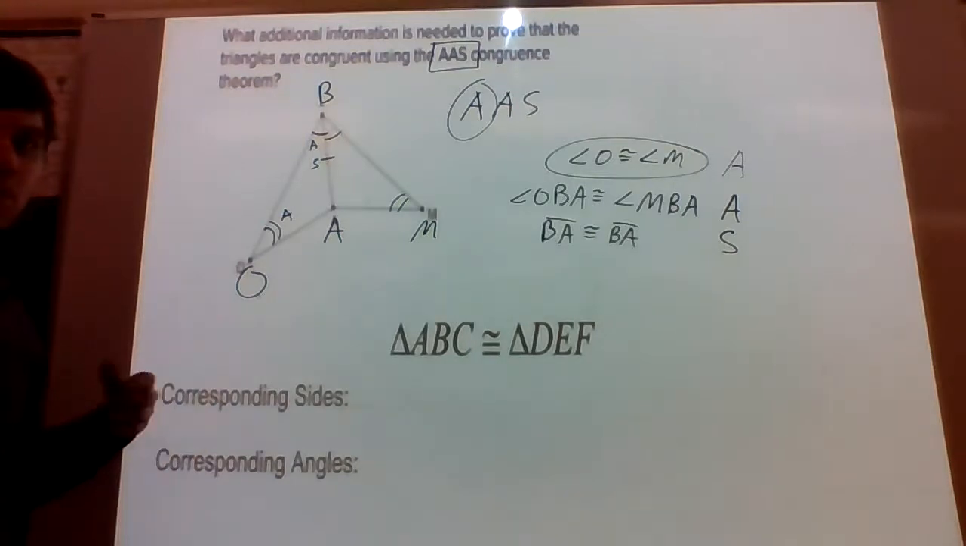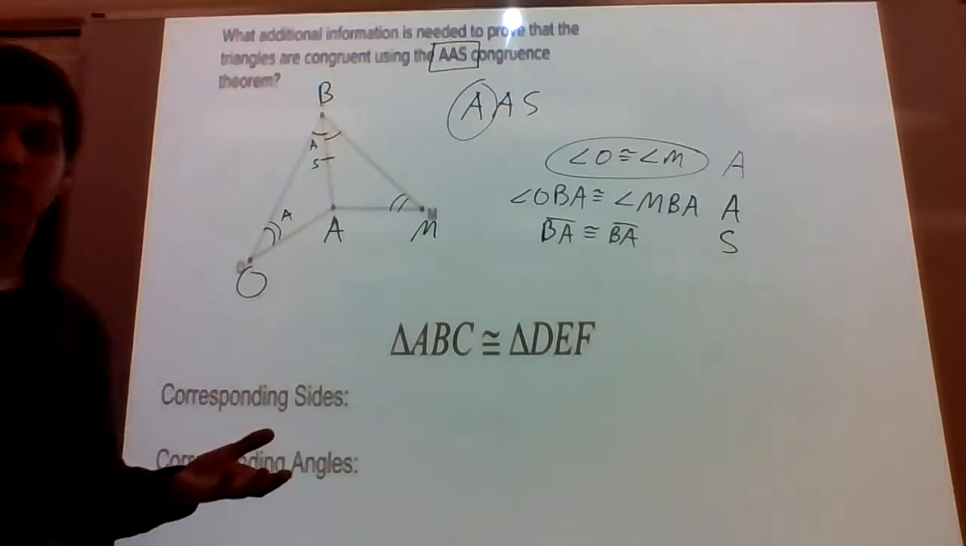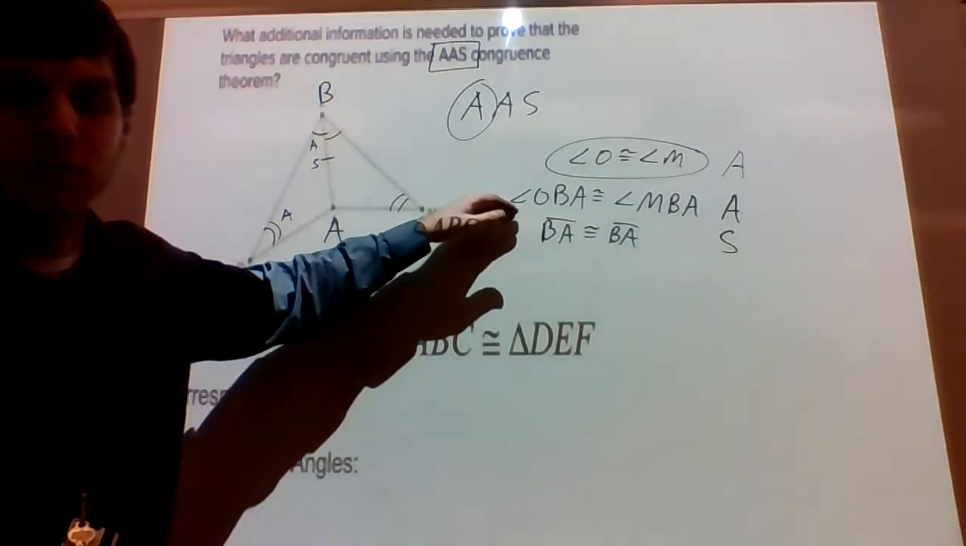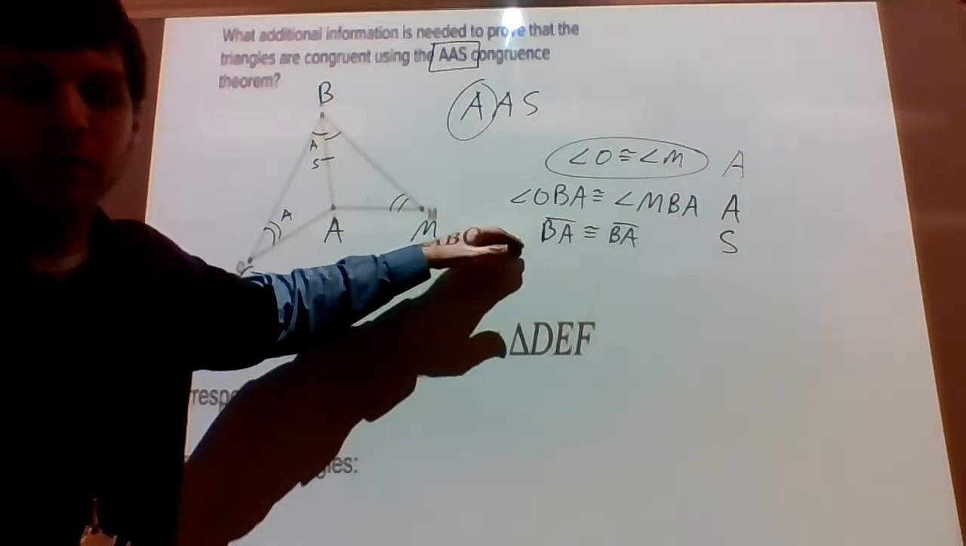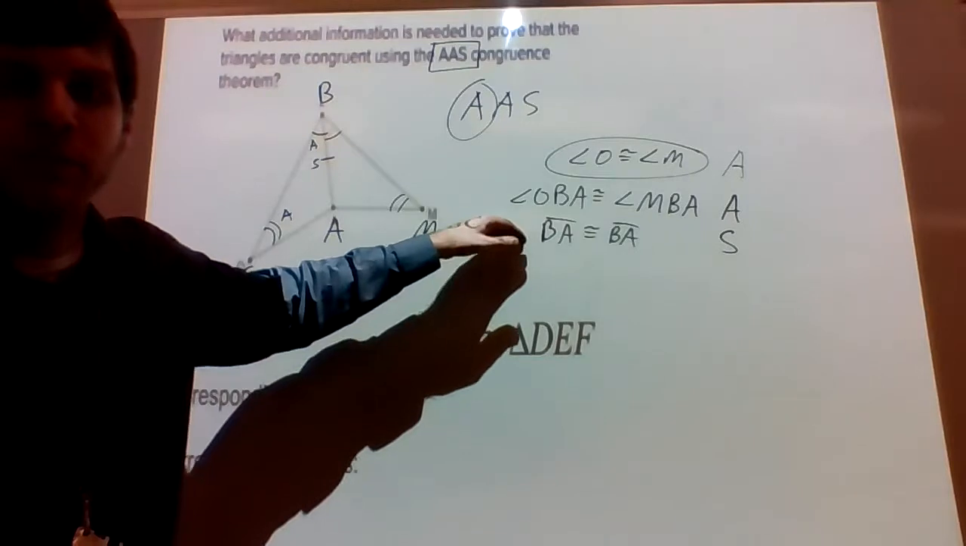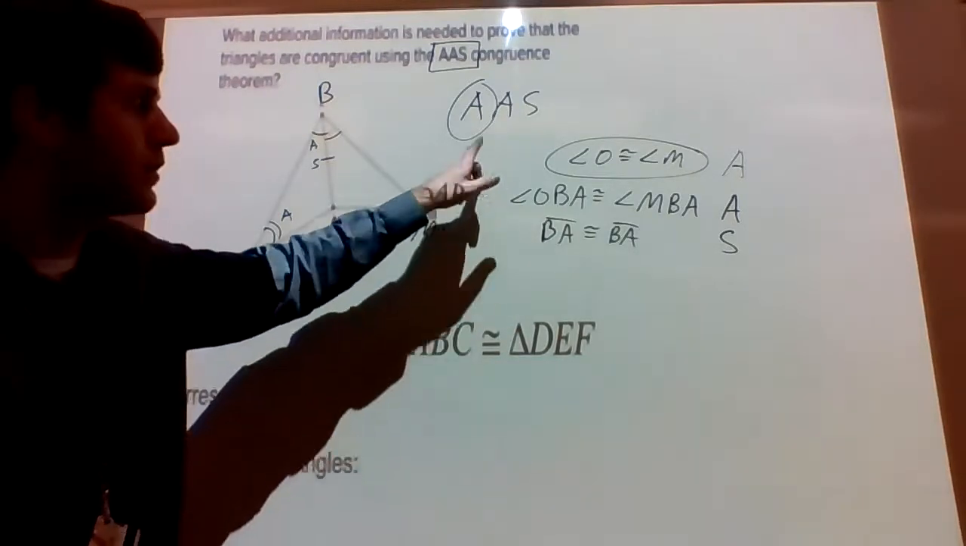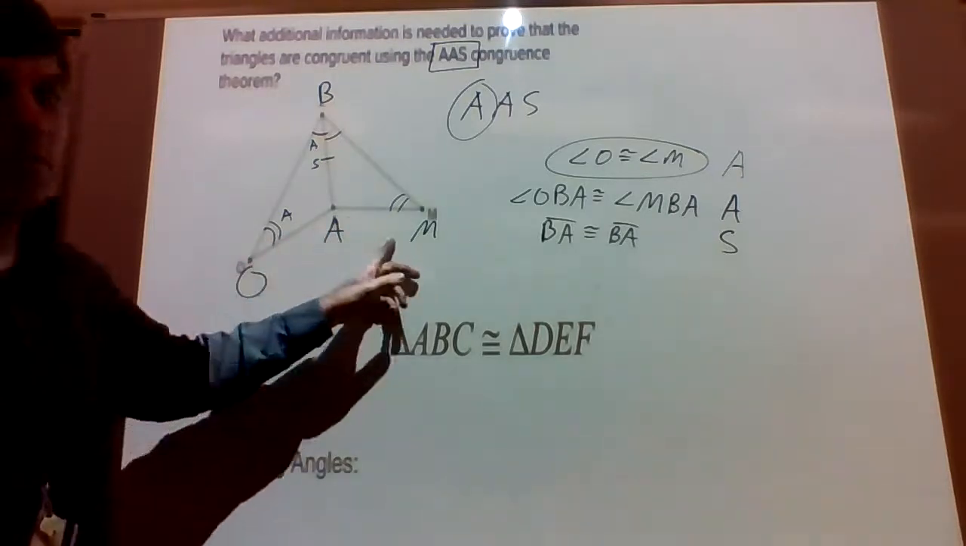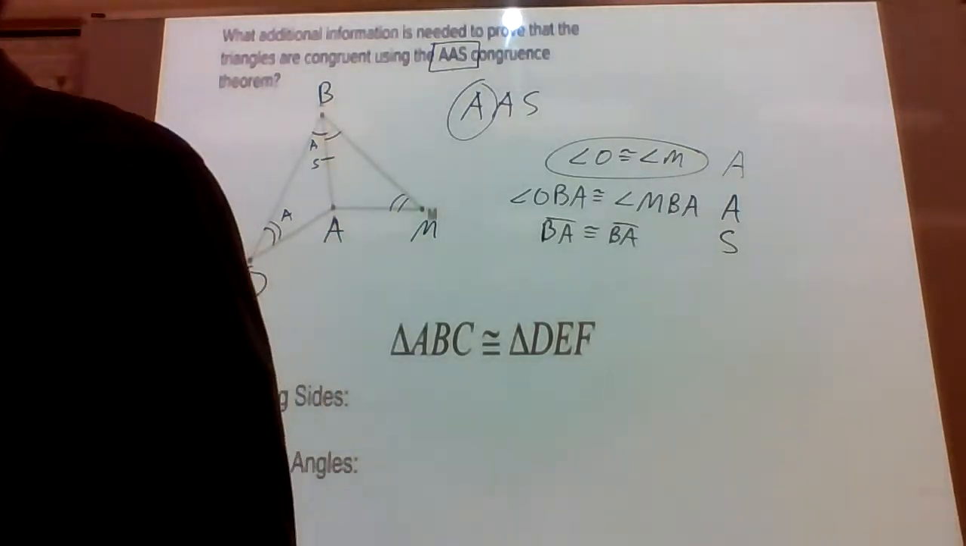Okay, so the additional information that we need, we're given two pieces. We're given this and this. We're given that angle OBA is congruent to angle MBA. We're given that BA is congruent to BA. What additional information do we need for angle side to work? We would need to know that angle O is congruent to angle M.